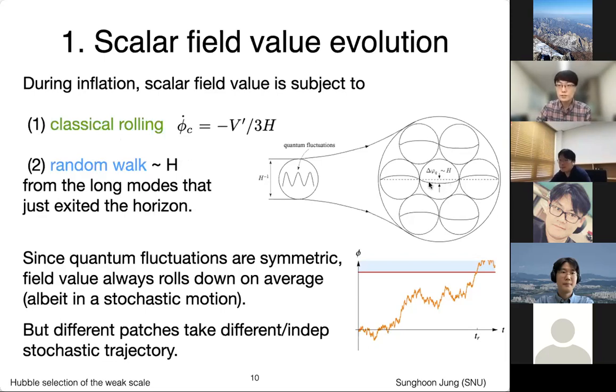So if we focus on each Hubble patch, scalar field value evolution will be stochastic because we have a random walk. But on average, it will always roll down to the bottom of the potential, because quantum fluctuation is just symmetric, but classical rolling always tends toward the bottom of the potential, okay? That's one thing. Also, different patches will take different trajectories, because quantum fluctuations will be different among Hubble patches, as also shown here, right? In this patch, the quantum fluctuation gives a negative contribution, but in neighboring Hubble patches, it gives a positive contribution, okay? So in each Hubble patch, it always rolls down with stochastic motion, but different patches take different trajectories.